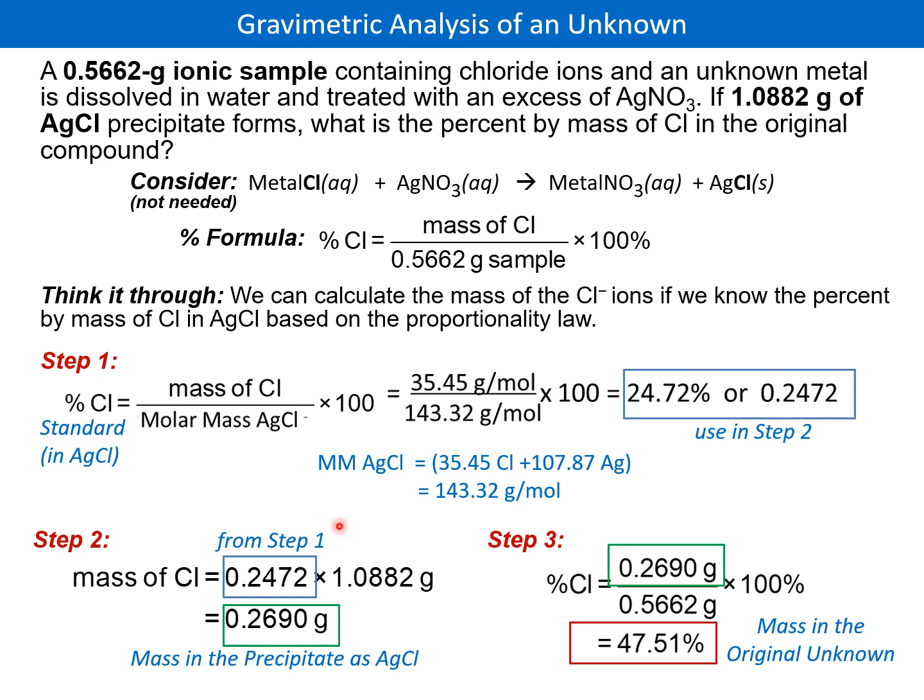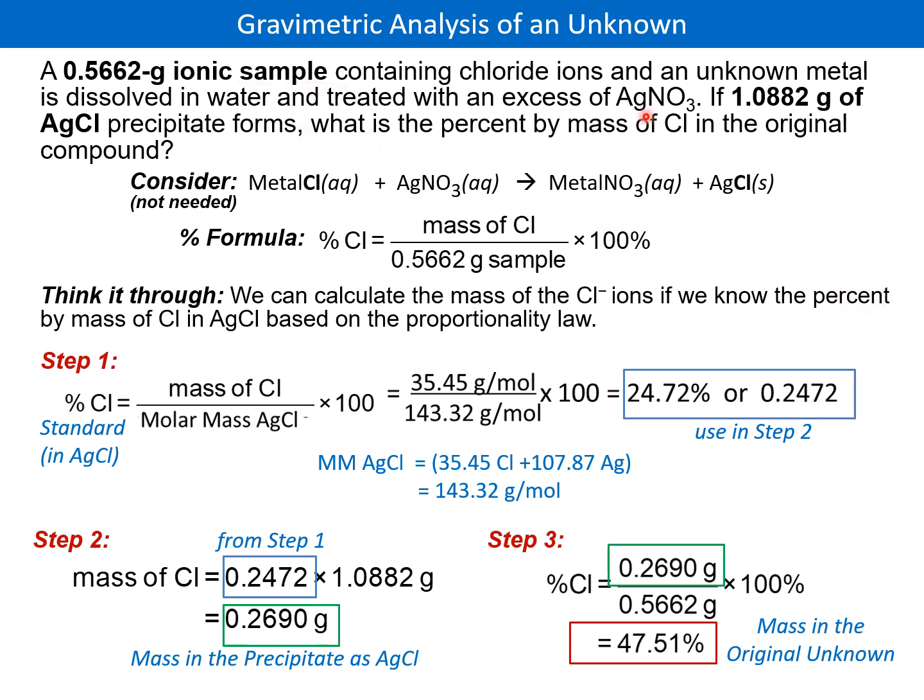Let me repeat that. The chlorine that was calculated from the silver chloride precipitate came from the original sample. Therefore, the mass from the silver chloride calculation equals the chlorine in the unknown sample. If we take that and divide it by the mass of the original sample times 100, we discover there's about 48% chlorine in the original sample. So that's how we carry out these problems.